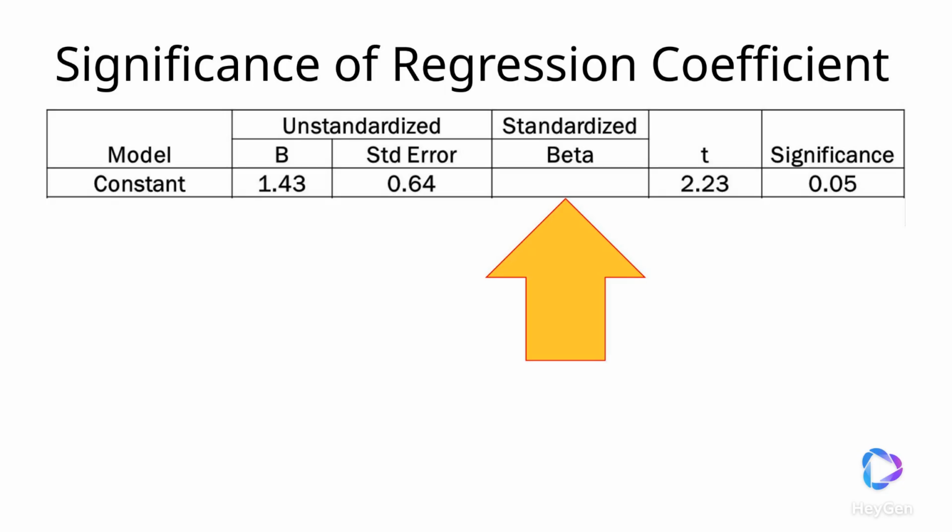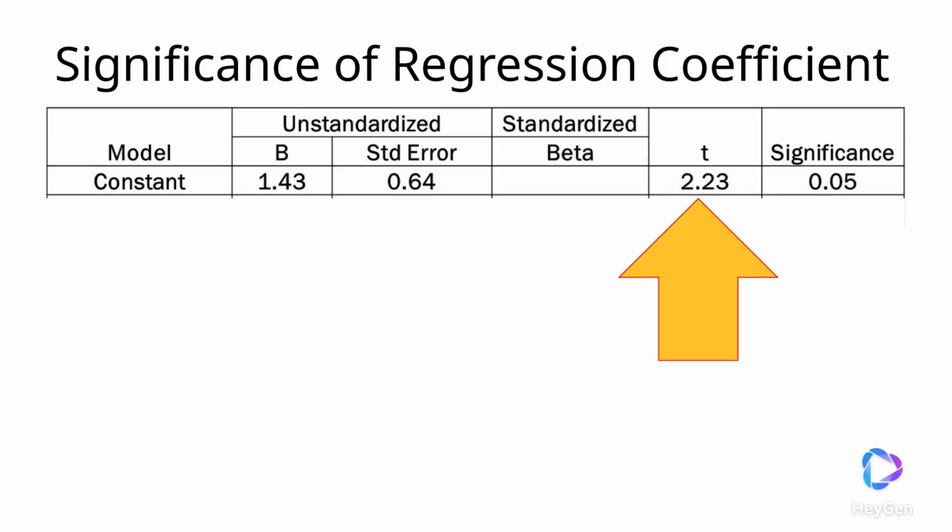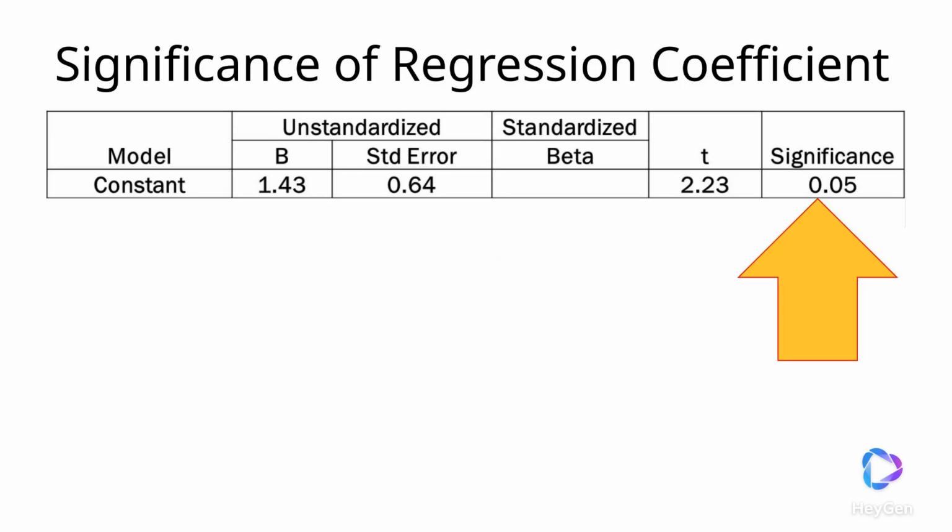The third column shows the estimate using standardized distribution, i.e., when the variable has a mean of 0 and standard deviation of 1. No value is given for the intercept, as this is a constant and not a distribution. The fifth column is the t-statistic. The last column is the statistical significance, or the probability of observing the t-statistic. Here the chance of observing the t-value of 2.23 is 5%.